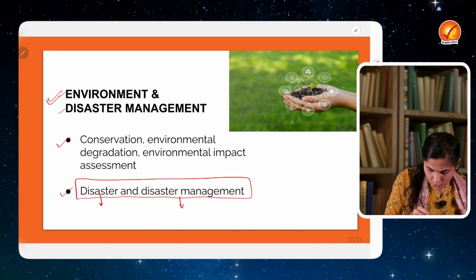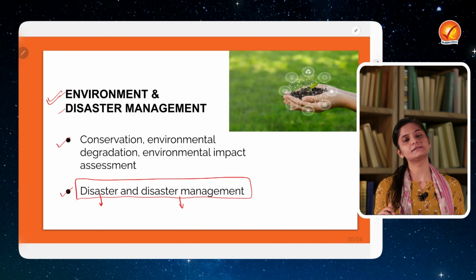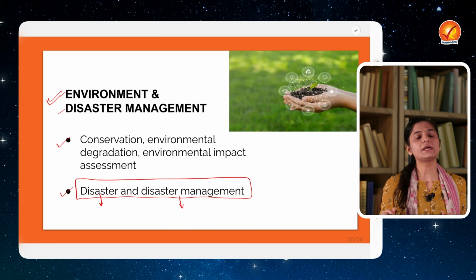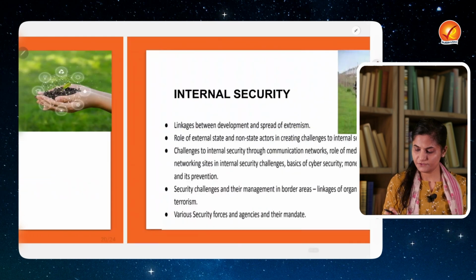Now coming to the environment aspect, you have to read about the biosphere, anything and everything that is important to environmental conservation and degradation and what India is doing on this aspect. So this is your environment part of GS3.